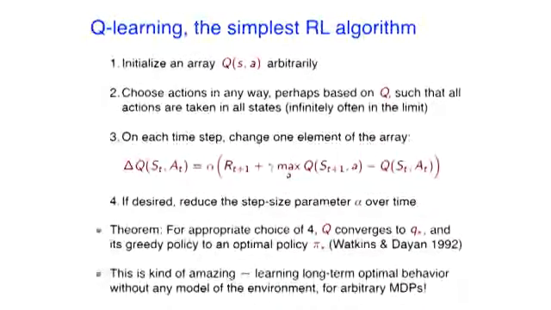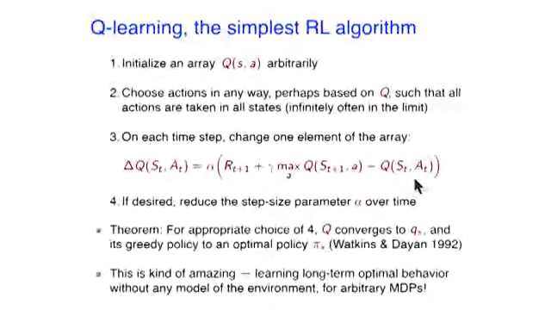It's really just one line of code. For each time step, we're going to change one element of the array. We're going to update the element of the array for the state that we just passed out of. So we're going to go from time t to time t plus 1. We're going to change the element of the array for the state and the action at time t. And we're going to increment it by step size times an error measure.